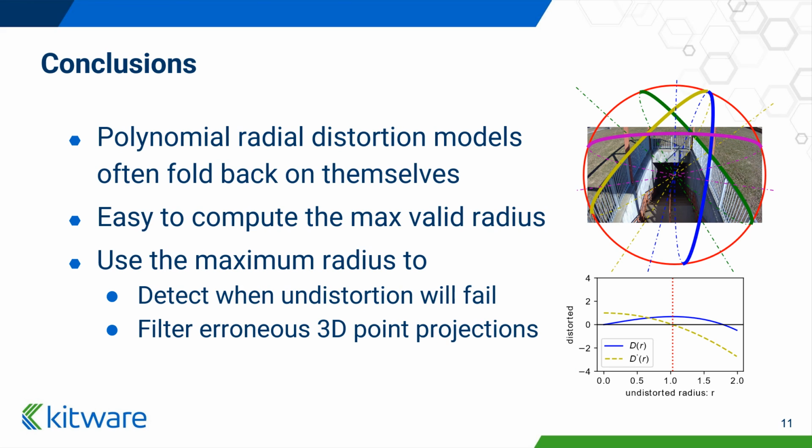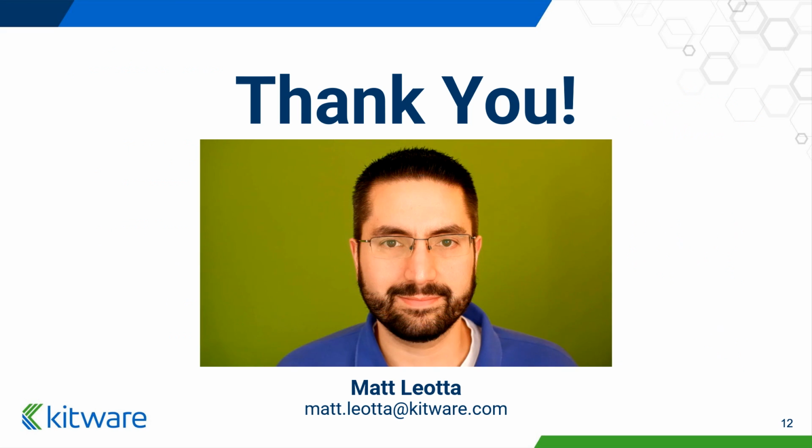So in conclusion, the polynomial radial distortion models often fold back on themselves. But it's easy to compute the maximum valid radius. And once you have this maximum valid radius, you can use it to detect when an undistortion will fail. You can also use it in the forward projection to filter out erroneous 3D points.